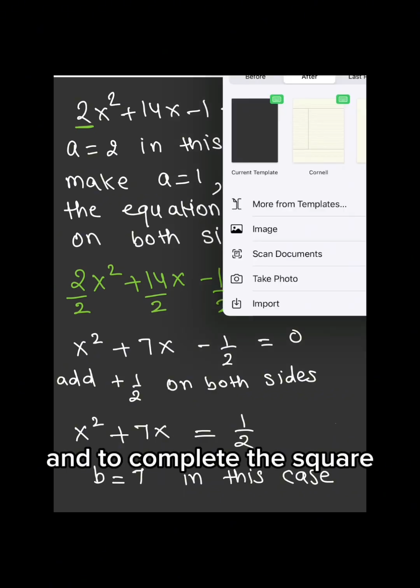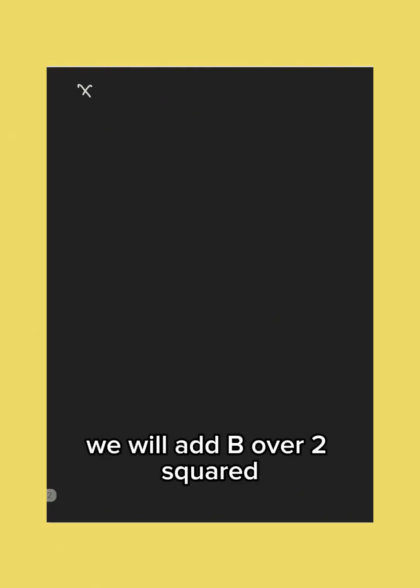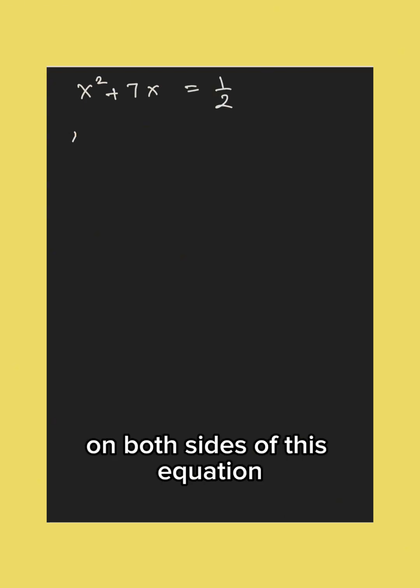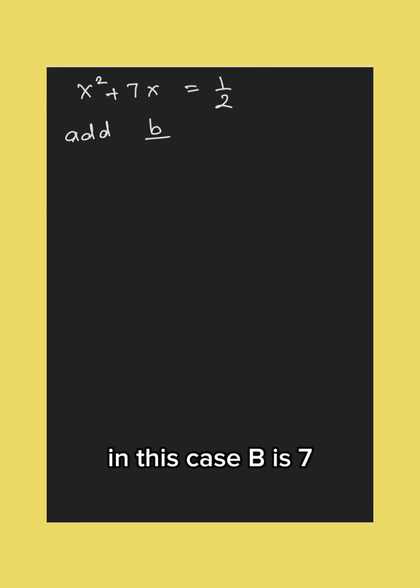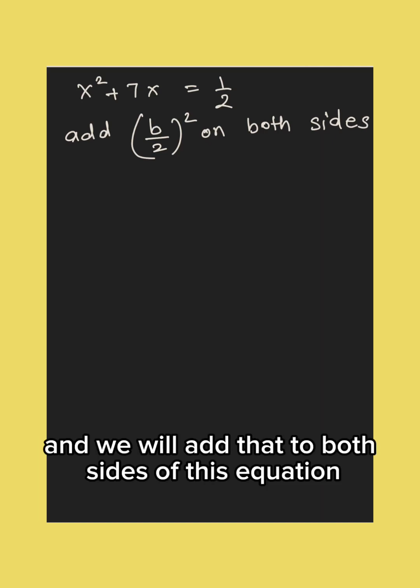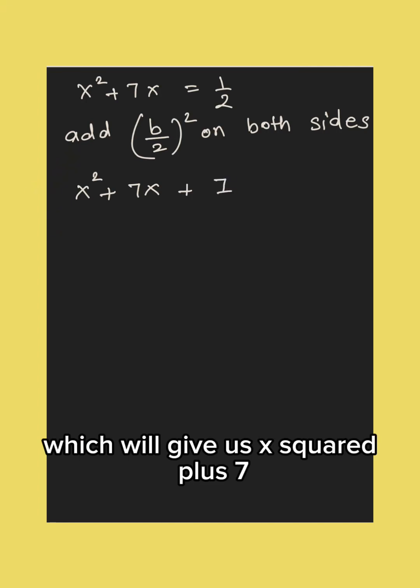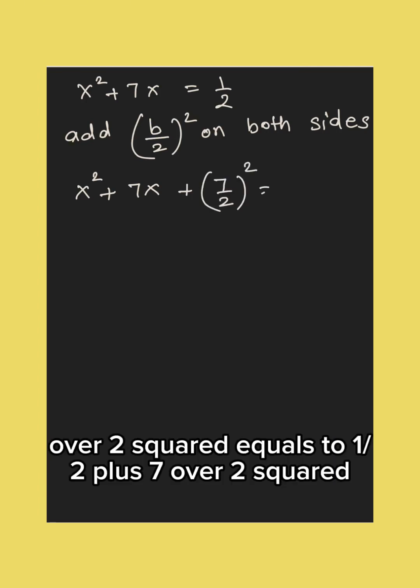And to complete the square, we will add b over 2 squared on both sides of this equation. In this case b is 7, so b over 2 squared would be 7 over 2 squared, and we will add that to both sides of this equation, which will give us x squared plus 7x plus 7 over 2 squared equals 1/2 plus 7 over 2 squared.